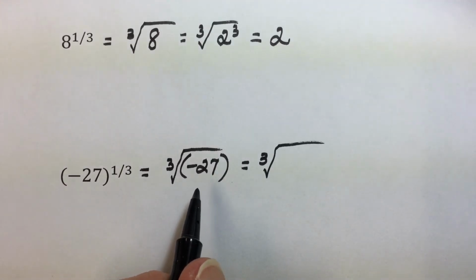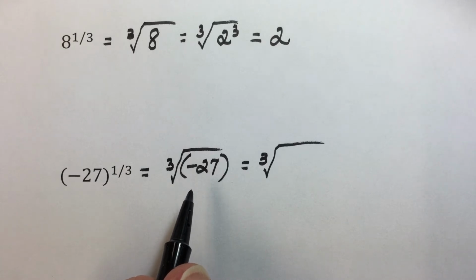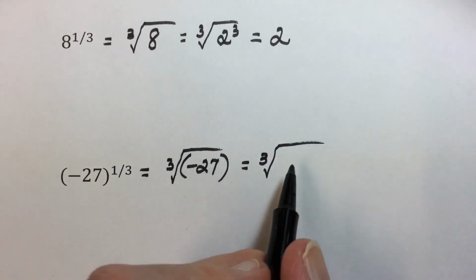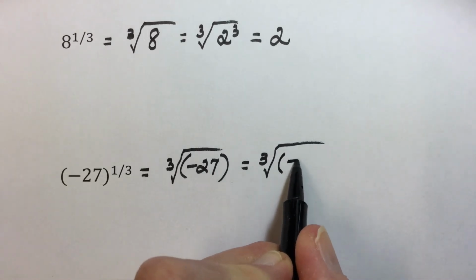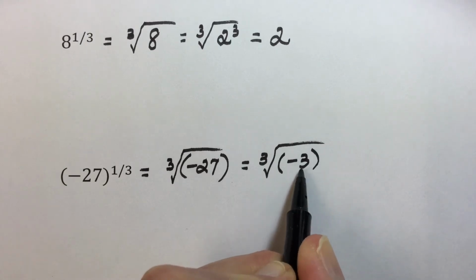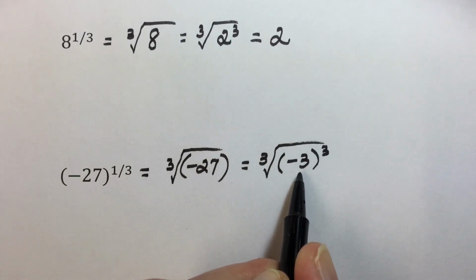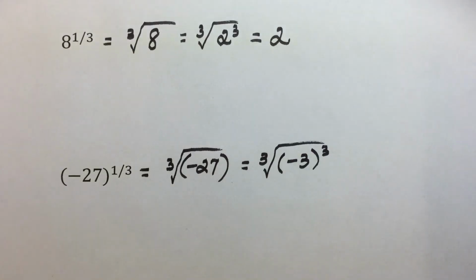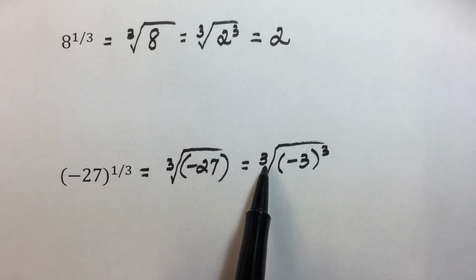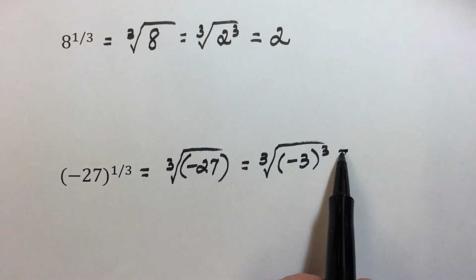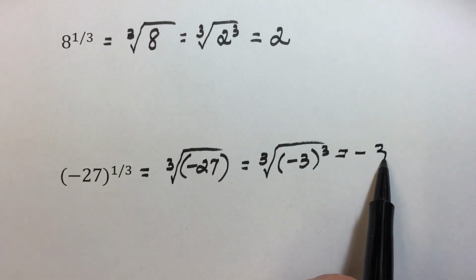Negative 27 has a number when raised to the 3rd power is equal to negative 27, and that number is negative 3. A negative number raised to an odd power is still negative, and 3 times 3 is 9 times 3 is 27. To finish this and simplify one more step, the cube root then of negative 3 to the 3rd power results in negative 3.